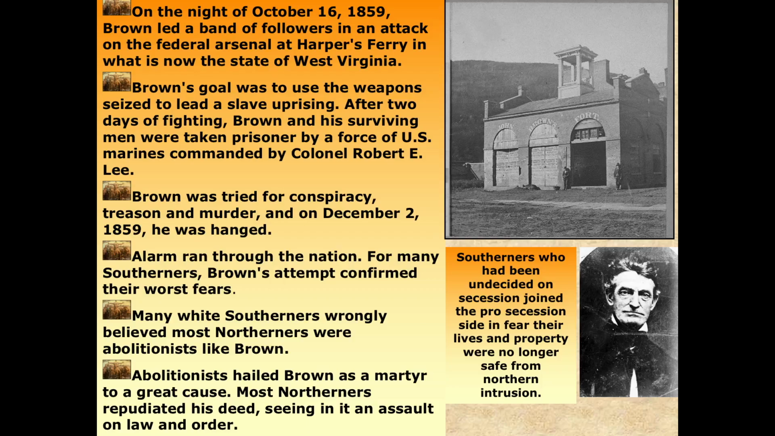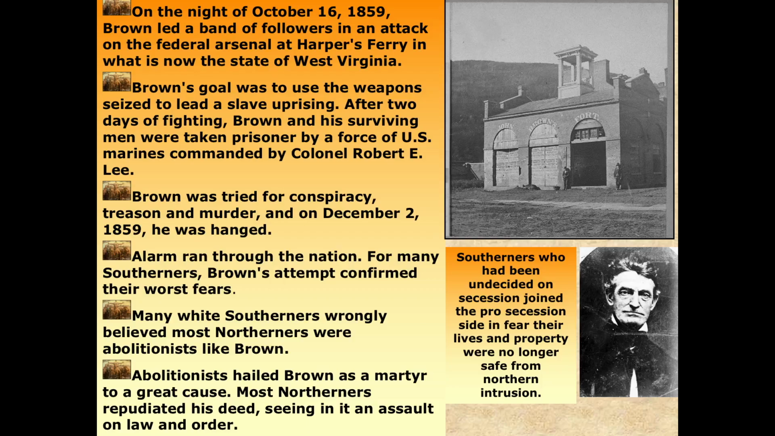Of course, he's going to be tried for conspiracy, treason, murder. And he's found guilty, right? Because, I mean, come on, breaking into a federal fort to steal weapons to lead a slave uprising? Treason. Okay. So, he's hung, and Southerners are going to be like, yeah, this dude is freaking crazy. It's going to confirm their fears about any abolitionists. They already have these fears about Northerners being just like this anyways.